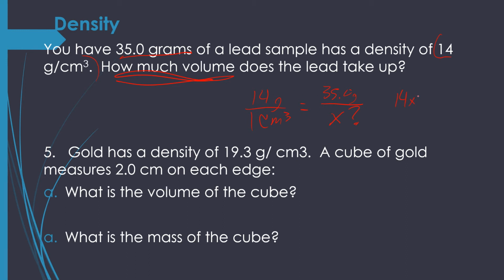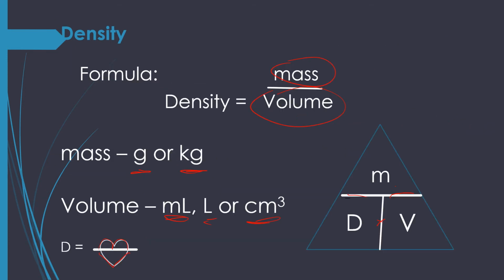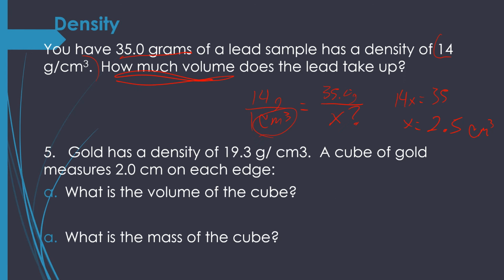So 14x equals 35, and x is equal to, hold on a second, grab a calculator. So x is equal to 35 divided by 14, 2.5. And the units of that, because this was centimeters cubed, would be centimeters cubed. Okay, using this pyramid, we are trying to find volume, so we should just take the mass and divide by the density. So when you think about what we did, we took the mass, which was given as 35 grams, and divided it by the density, which was 14, right? And that's how we got the 2.5.